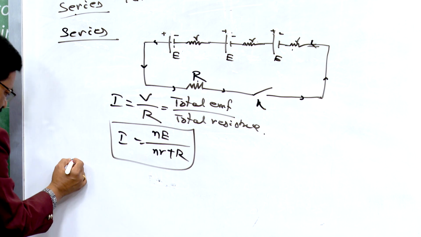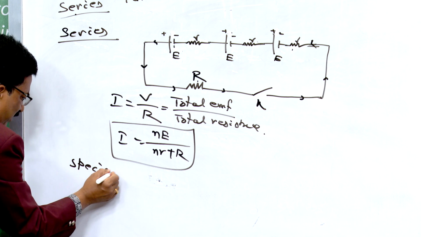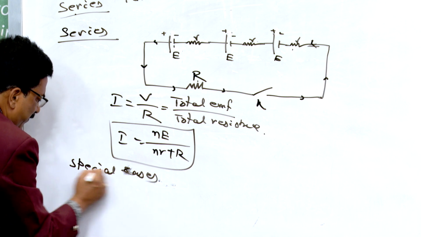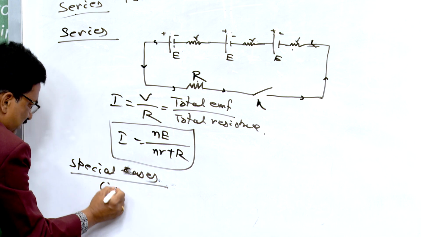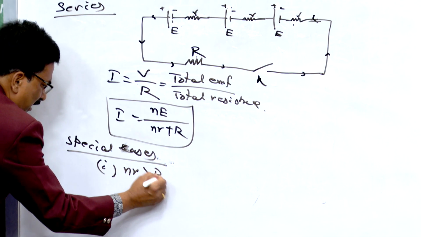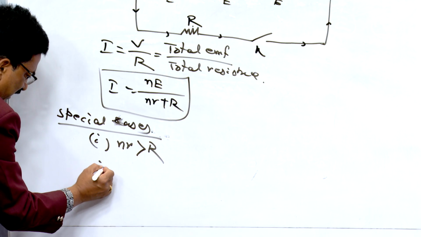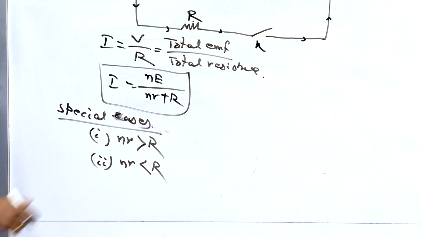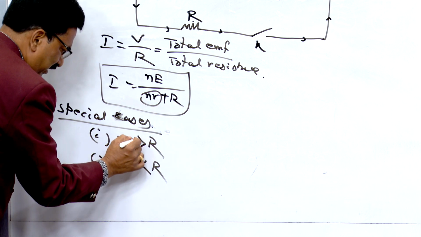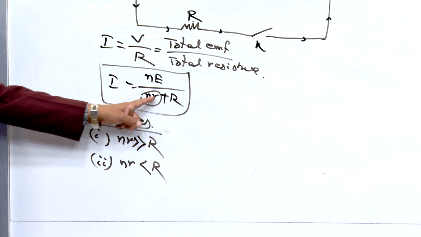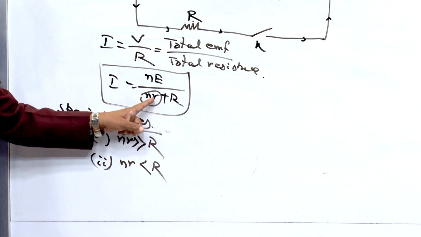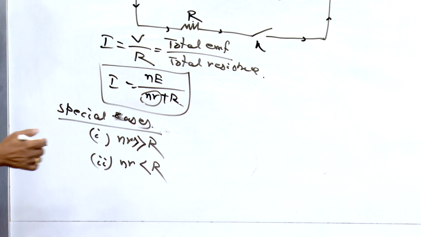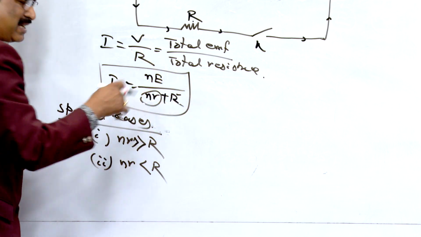Now we have to consider the special cases, and how they give various results. Suppose the first case is nr greater than R, and the second case is nr less than R. Suppose nr is much greater than R, meaning the sum of the internal resistances is much more than the external resistance, then the external resistance can be neglected.